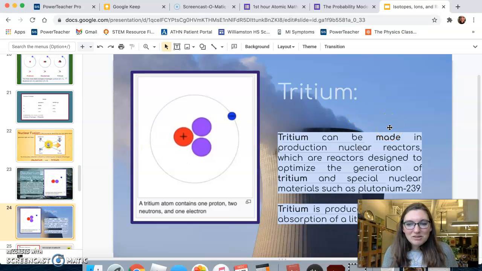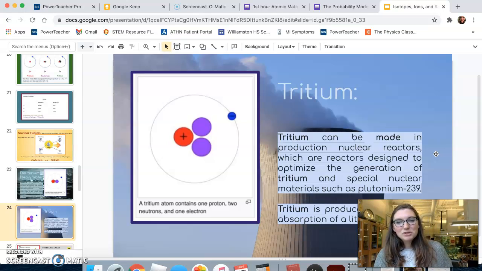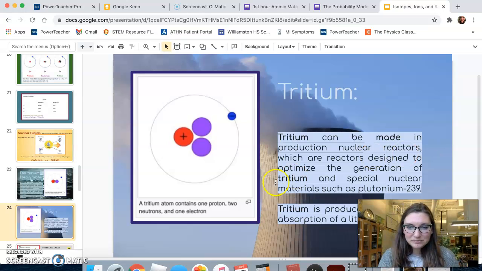I mean, there's a trace amount of it, but such a small trace amount, they didn't even put the number there. It is made in production nuclear reactors designed to optimize the generation of tritium and special nuclear materials such as plutonium-239, which is a radioactive chemical. It is produced by neutron absorption of a lithium-6 atom.